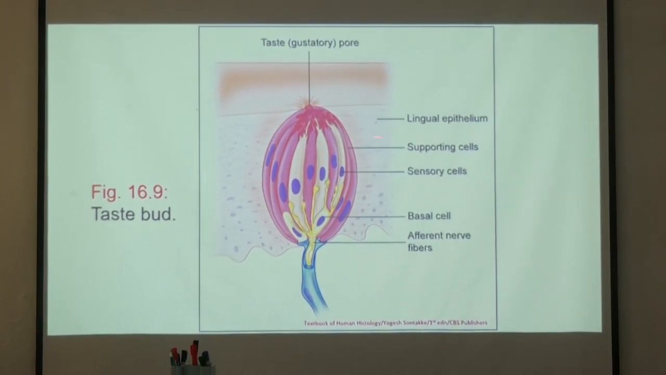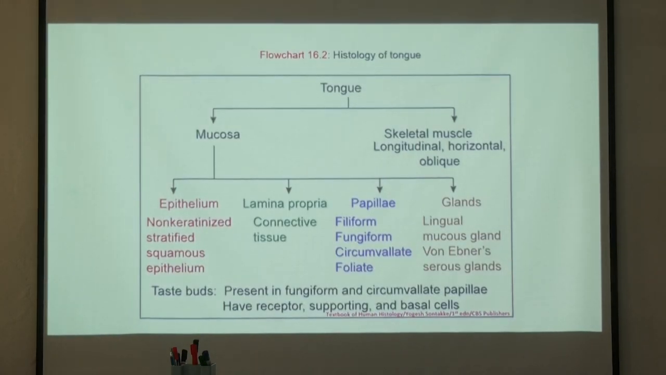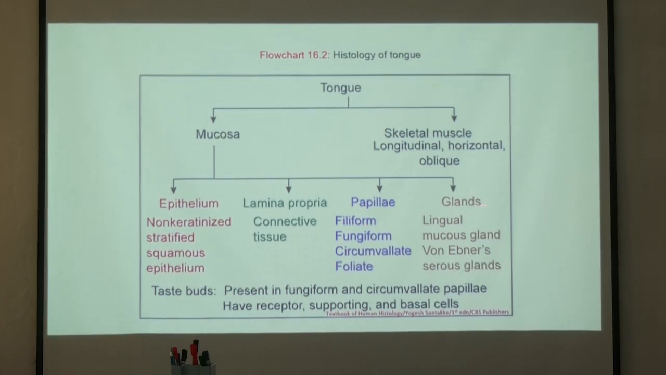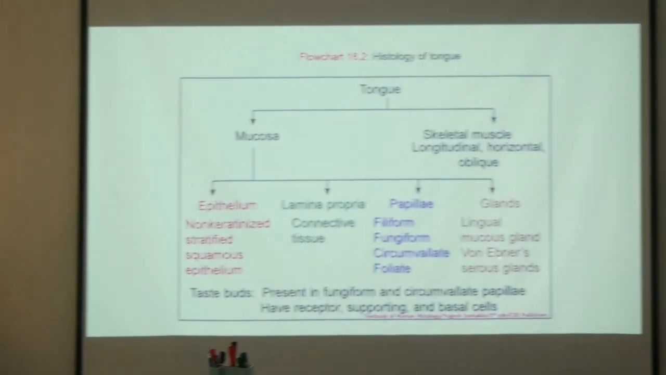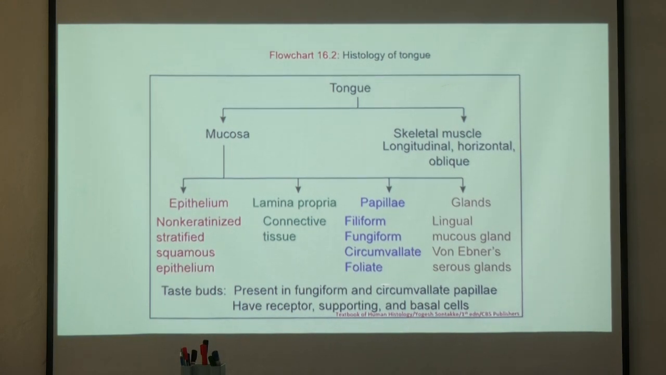In the diagram, the epithelium supports itself with central cells, basal cells, and nerve fibers. Now, study of the tongue. You see the mucosa, the non-keratinized stratified squamous epithelium, and the lamina propria connective tissue. The papillae are filiform, fungiform, circumvallate, and foliate. The glands are lingual glands, mucous glands, and serous glands. Taste buds are present in fungiform and circumvallate papillae, with receptor, supporting, and basal cells.